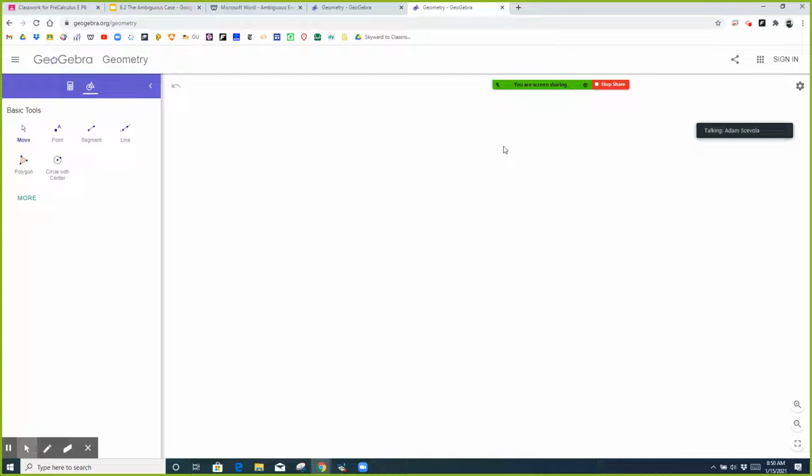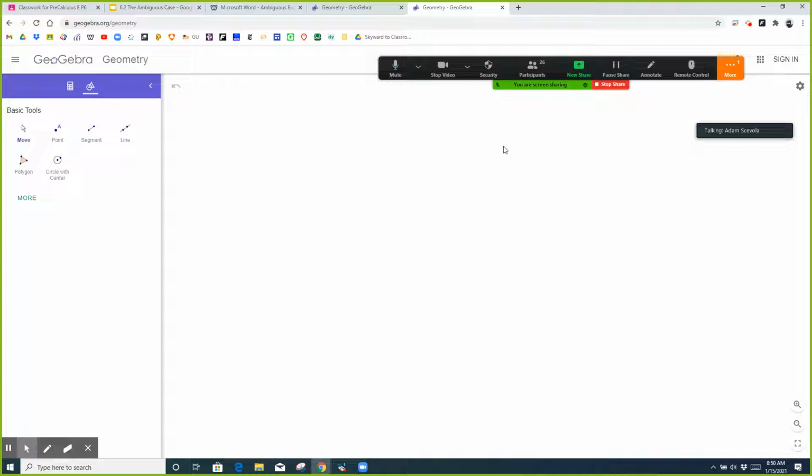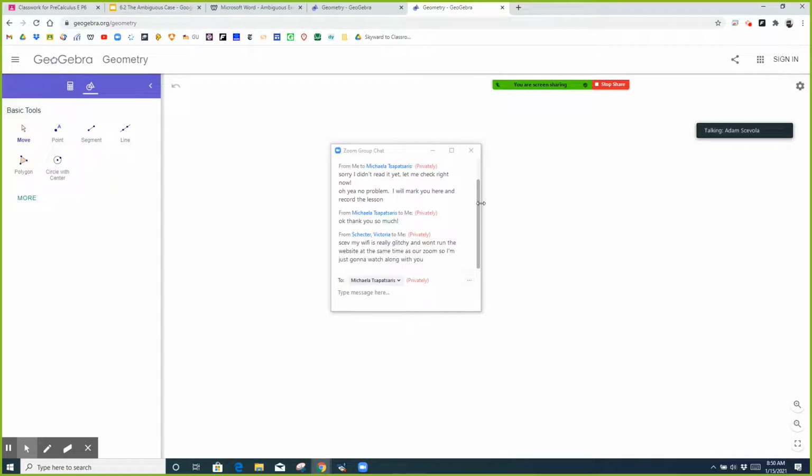Now, what if you're given two sides and one angle, and it's not the angle in between those two sides? All right. That's something called the ambiguous case, and we'll talk about that more in a second. But first, let's make this picture together.